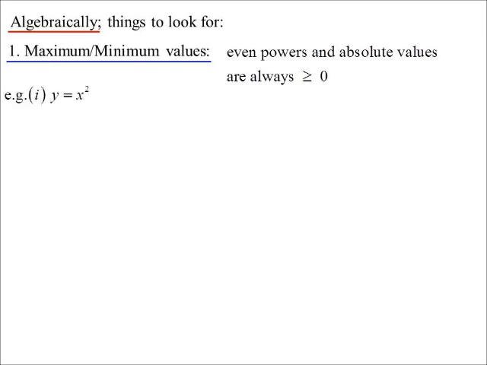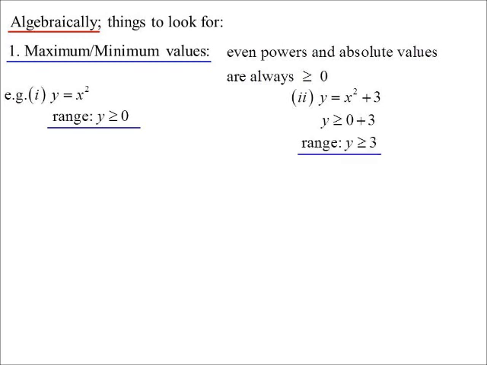So y equals x squared, let's pick a simple one straight away. Well, I know that x squared always has to be greater than or equal to 0. So therefore, logically, y is greater than or equal to 0. There's our range. So if I had x squared plus 3, that would have to be greater than or equal to 0 plus 3, because the x squared has to be greater than or equal to 0. Range is y is greater than or equal to 3.